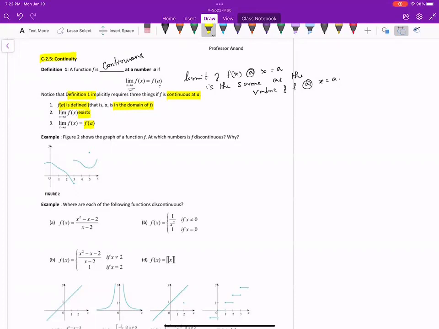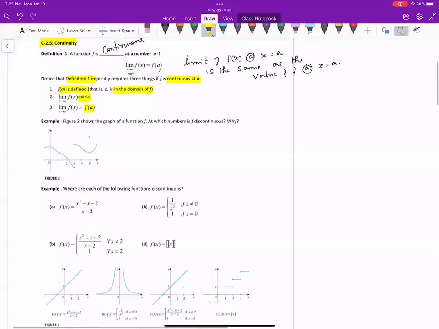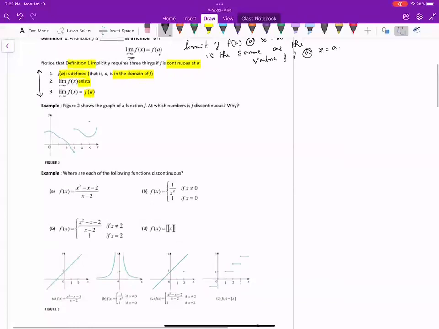Figure 2 shows the graph of a function f. At which numbers is f discontinuous, and give a reason. Even if any one of these three conditions fails, then it is discontinuous at that point. So let's look at 1. Clearly there is a hole there, so it is discontinuous at 1. In other words, it does not satisfy the first condition, f of a is undefined.